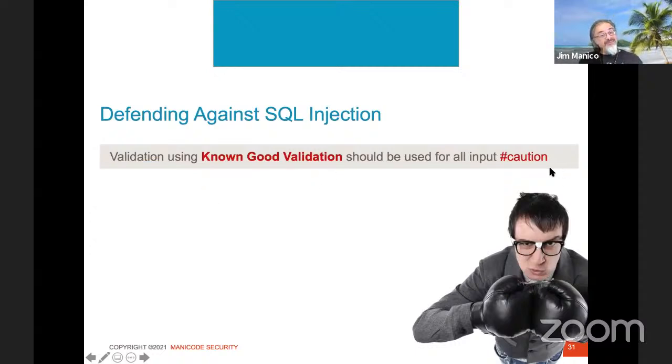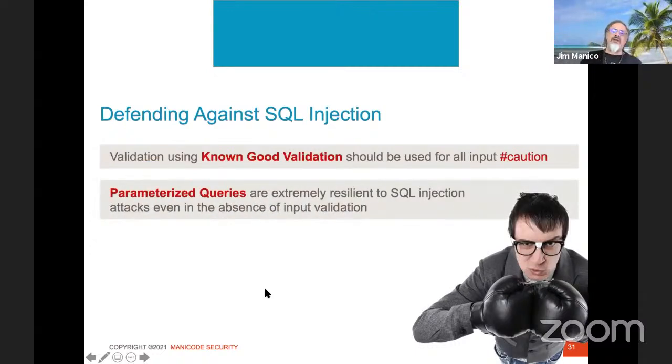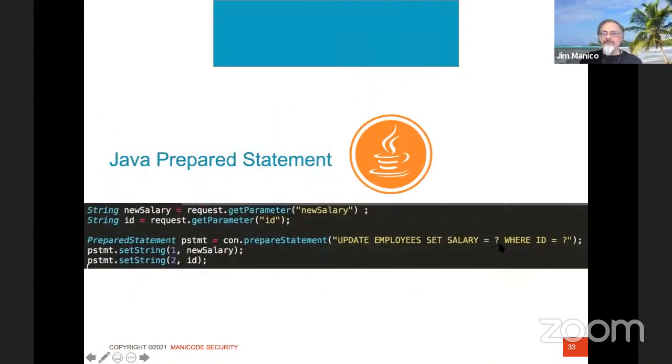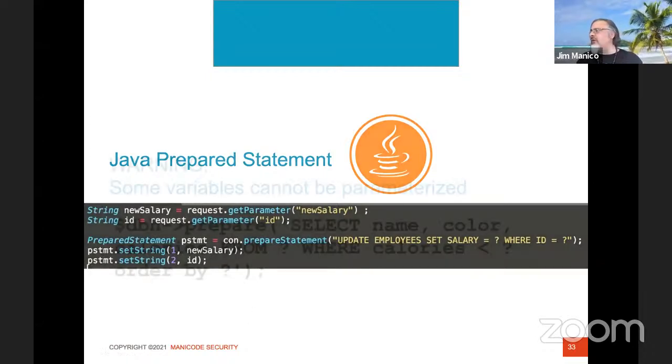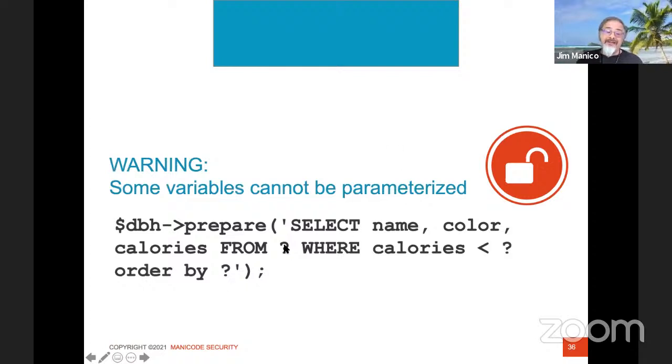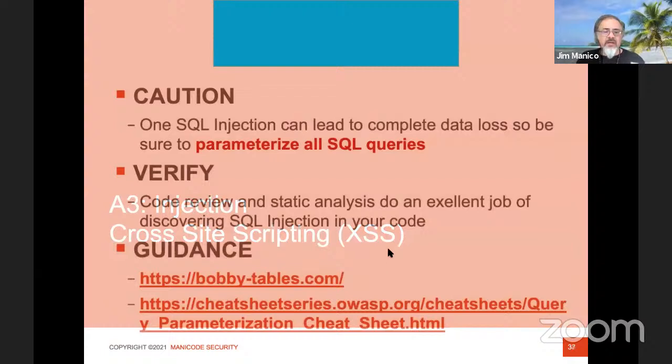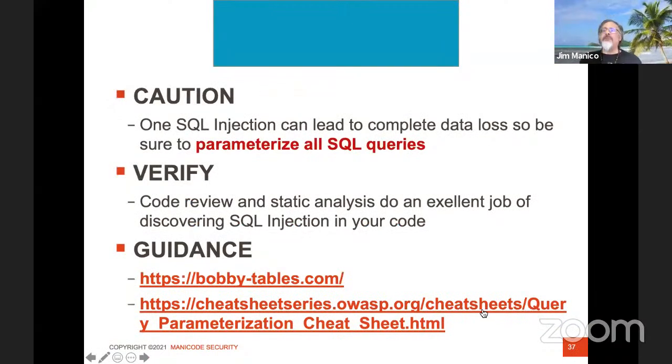So you still want to validate, but be careful. You want to use query parameterization. Always parameterize your queries. Use placeholders, binding statements, and we're good to go. Now be careful. Sometimes you can't parameterize, like a table name. Use exact match validation, or redesign it if you run across the problem where you can't parameterize. By the way, here are some resources for you: Bobby Tables and the Query Parameterization cheat sheet will help you along your way.